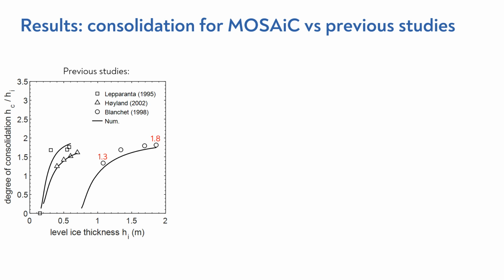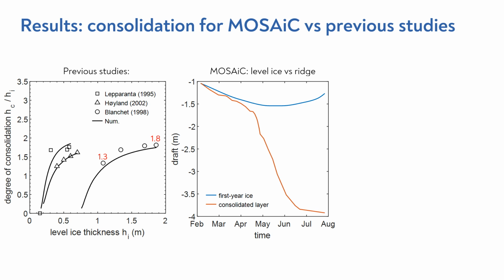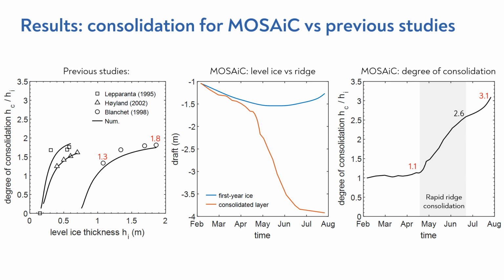Rare previous observations of ridge evolution showed a gradual consolidation. During MOSAiC, consolidation was initially very slow as level ice grows, but after warming event, consolidated layer became 3 times thicker than level ice.